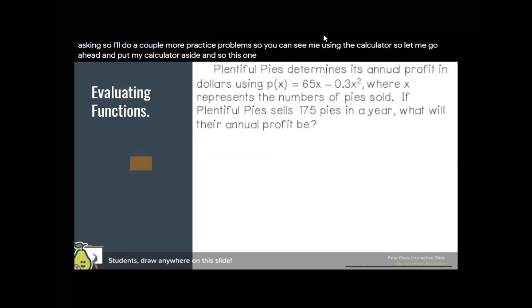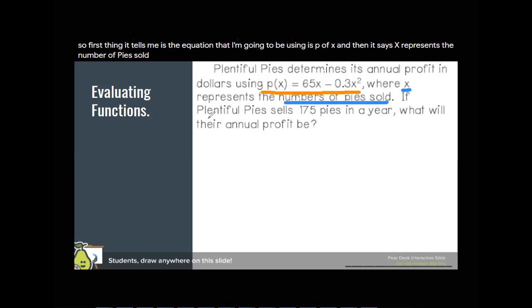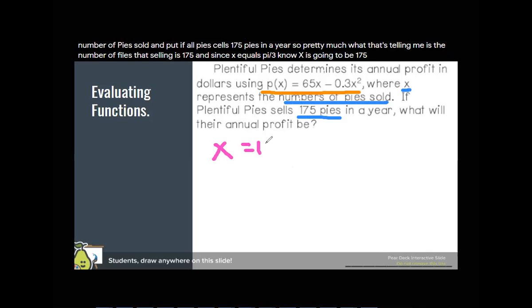And so this one says Plentiful Pies determines its annual profit in dollars using p of x equals 65x minus 0.3x squared, where x represents the number of pies sold. So first thing it tells me is the equation that I'm going to be using is p of x, and then it says x represents the number of pies sold, and Plentiful Pies sells 175 pies in a year. So pretty much what that's telling me is the number of pies it's selling is 175. And since x equals pies, we know x is going to be 175.